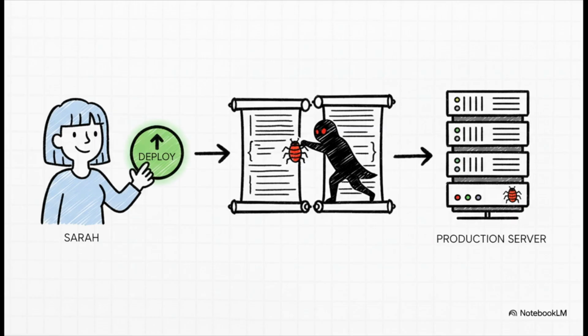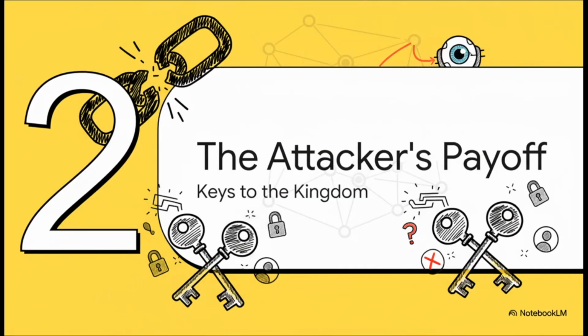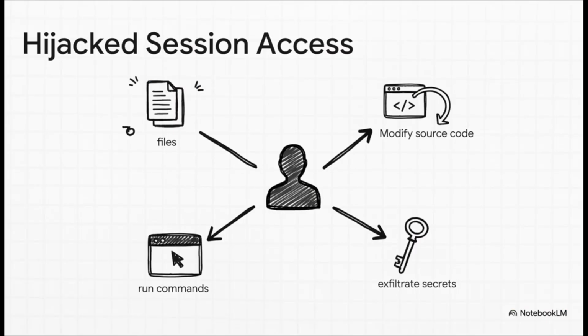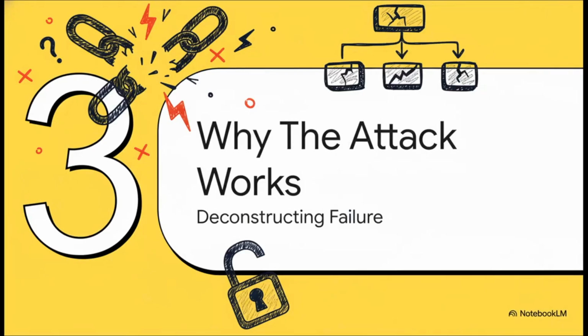That's a huge problem. So what's the big payoff for the attacker? I mean, what do they actually get once they have pulled this off? Well, they pretty much got the keys to the kingdom. The level of access is just staggering. They can read any file that Sarah can. They can modify the source code. We saw them inject a backdoor in our example. They can run commands, dig into environment variables, and steal critical secrets and credentials. We are talking total, absolute control.